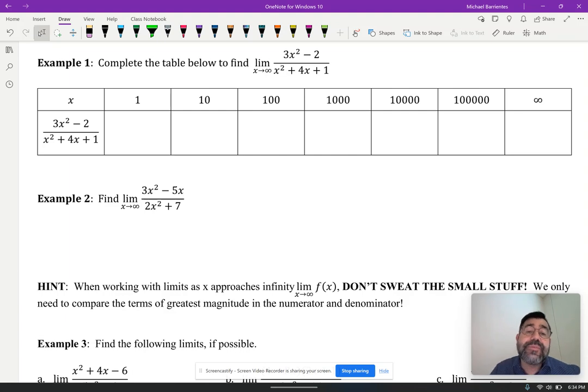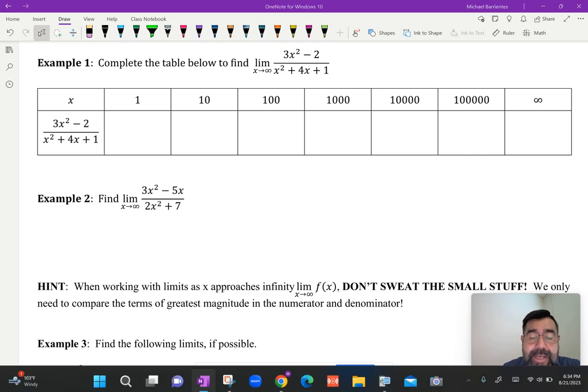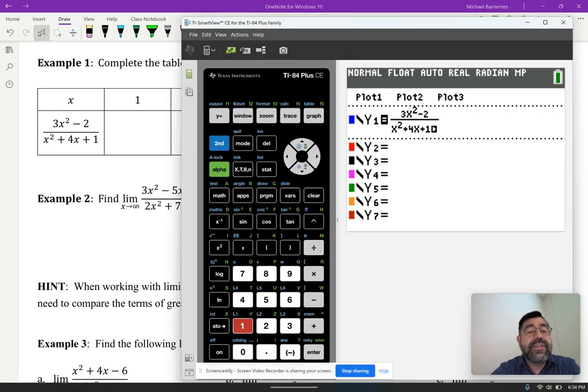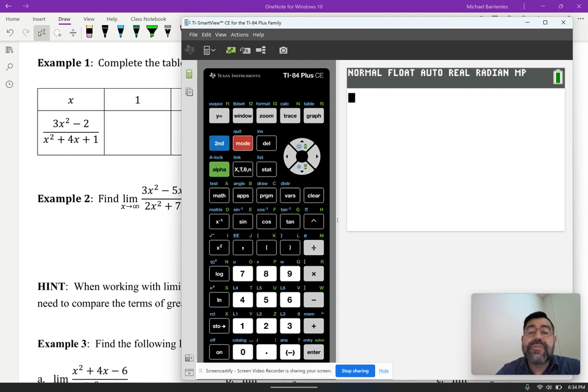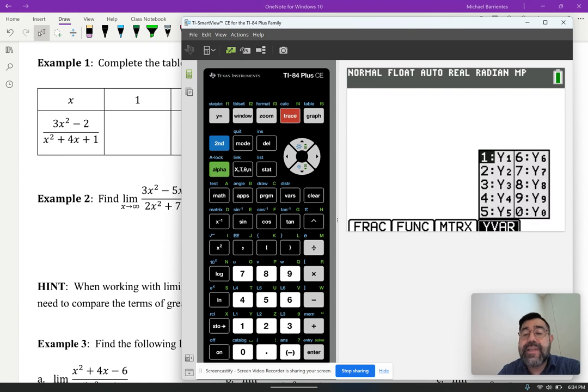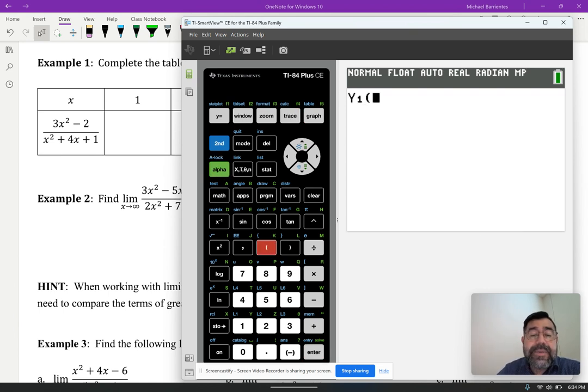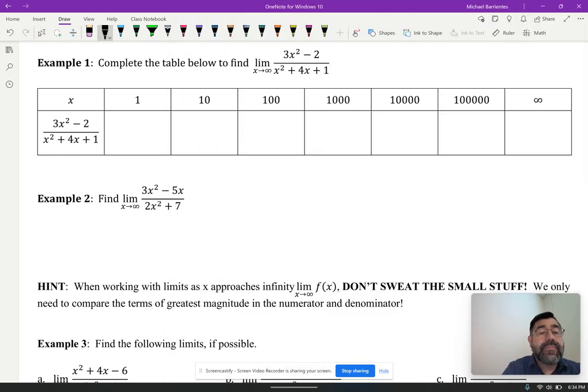So let's take a look at some of these. We're going to complete the table, and use the table as a guide to tell what's going on in this function. I went ahead and put the function into my y1. I'm going to use function notation. Remember, alpha trace produces all the y equations. I saved my equation in y1, and I'm going to input this x value. When I do, this is the output that I get. I get 1/6.